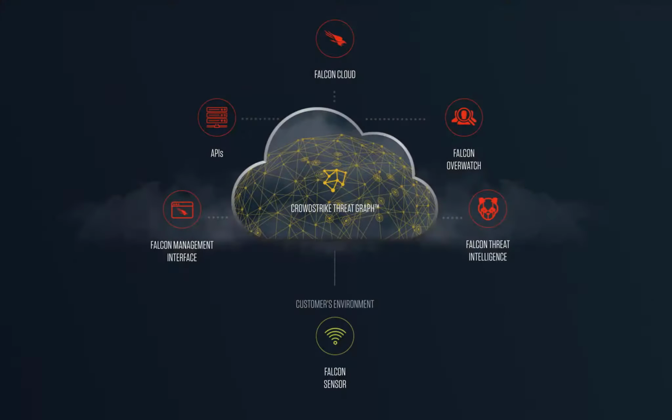These were just 3 quick examples. The important thing to understand is the breadth of the data available in the threat graph and the speed at which you can access it. This is what truly sets the CrowdStrike Falcon platform apart.